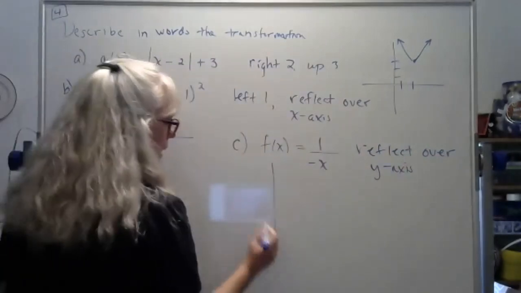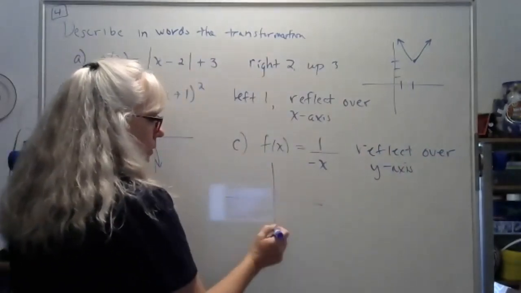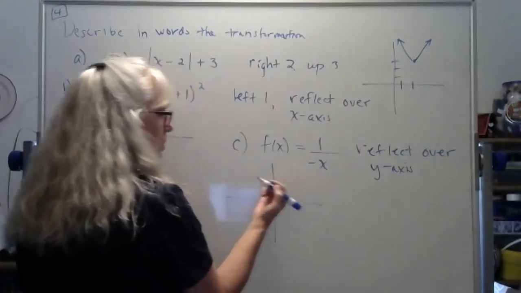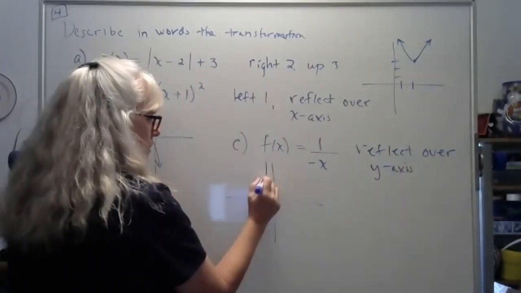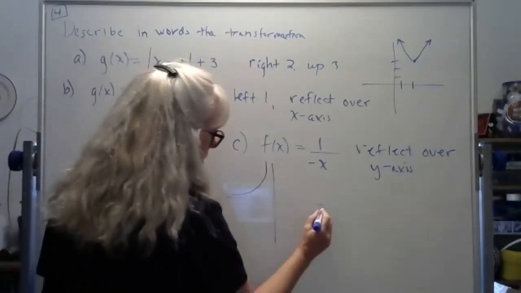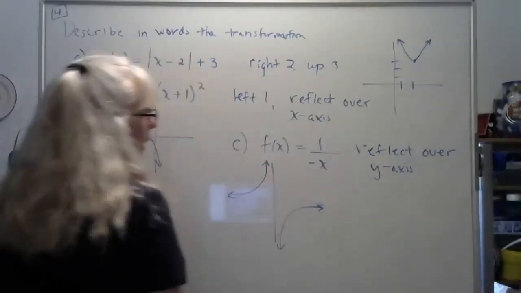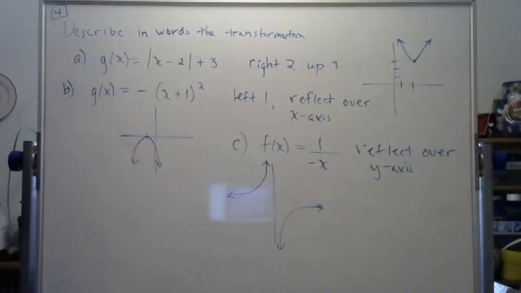So this guy normally would be in quadrant 1 and quadrant 3. So if I pick quadrant 1 up and flip it over the y-axis, it's going to be over here. And if I flip quadrant 3 over the y-axis, it's going to be over here. So it's going to look something like that. Yep. Looks like you've got it.